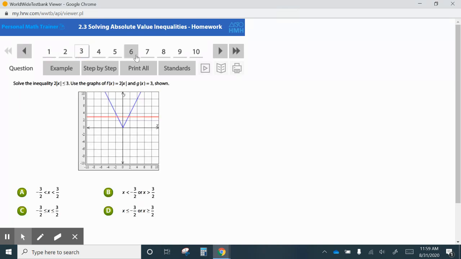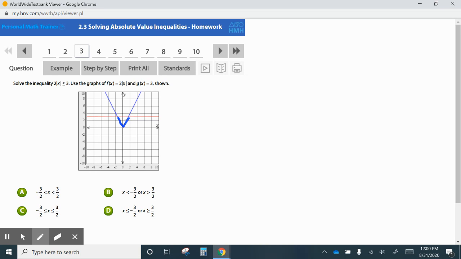Solve the inequality 2 times absolute value of x less than or equal to 3. Use the graph of f of x equals 2 times absolute value of x and g of x equals 3 shown. Okay, so we're looking at less than. Basically we're looking at this piece and this piece. That's where it's less than.